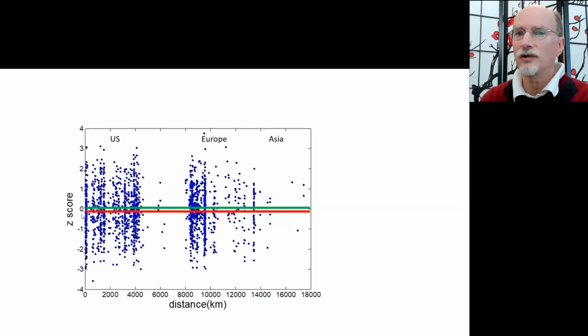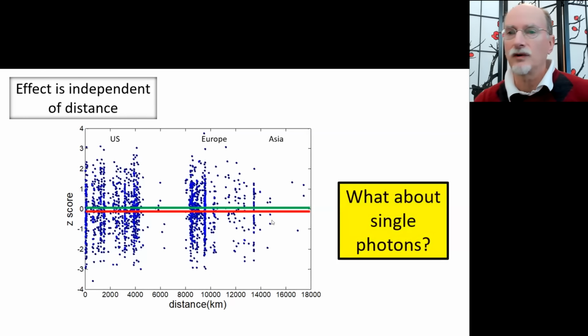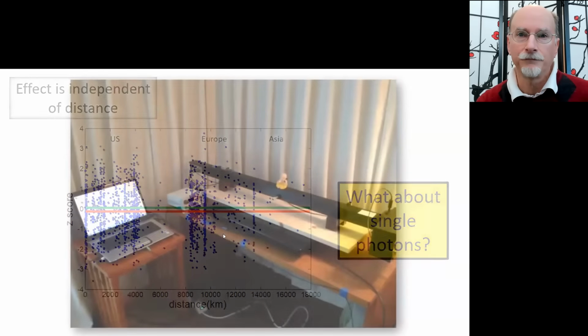So some people were within a couple of kilometers of our laboratory, up to 18,000 kilometers away, which would have been South Africa. And the fact that there was no difference in the effect size tells us that the effect of consciousness, in this case, apparently, is independent of distance. Well, then somebody said, well, maybe you're just seeing some sort of statistical effect. What if you use single photons in this experiment?